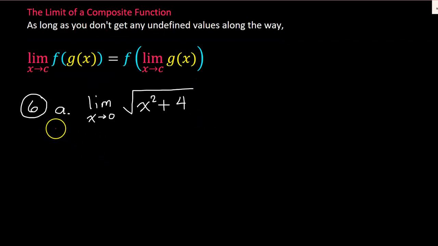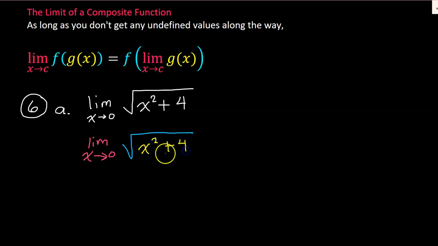So for example 6, part A, we're going to find the limit as x approaches 0 of the square root of x squared plus 4. Hopefully you can see that this is a composite function. The inner function is x squared plus 4, and then the square root is the outer function. I'm going to colorize this to make it easier to follow what I'm doing. So I have the limit as x approaches 0, and then the outer function is the square root part, and the inner function is the x squared plus 4 part.